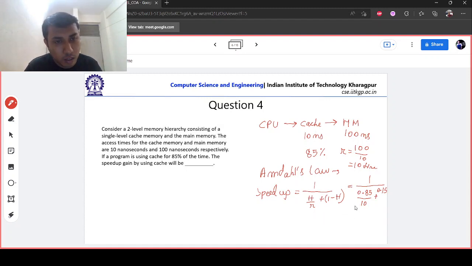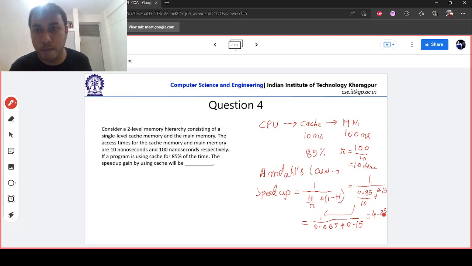So if we calculate this, it will be 1 divided by 0.085 plus 0.15. That is, if we calculate, it will be 4.25. Okay, so this is the speed up. So we are practically using Amdahl's law which we have discussed previously, right?